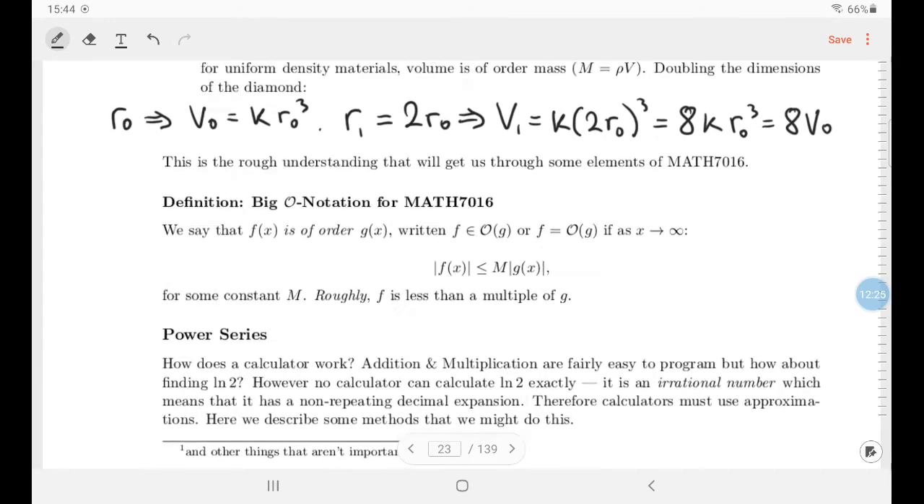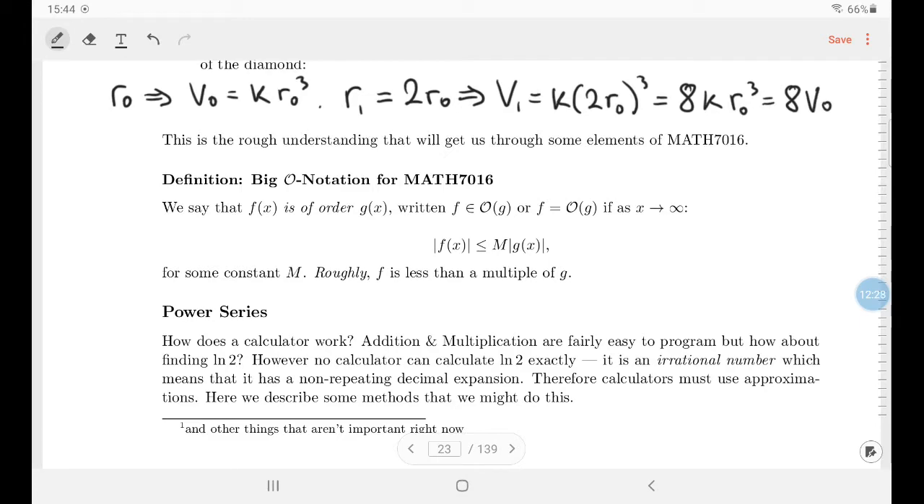Now here's the real technical definition. We say a function f of x is of order g of x. So you say f is in order g, or f is equal to order g, if f is less than a fixed constant multiple of g of x. Roughly, f is less than a multiple of g. We're nearly writing the whole time that the absolute value of f of x is equal to a multiple, but really it should be less than or equal to. Okay, so that's some of the language we need to do the error analysis for Euler's method.